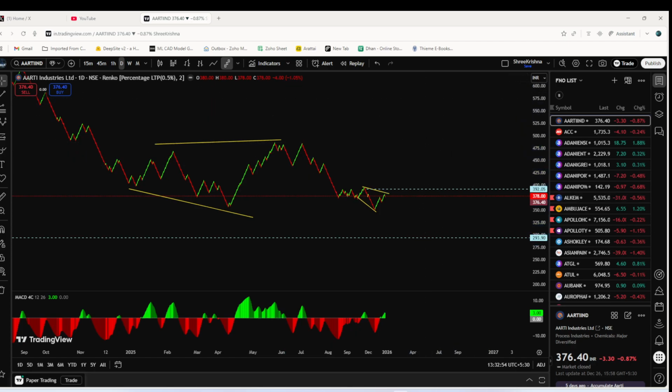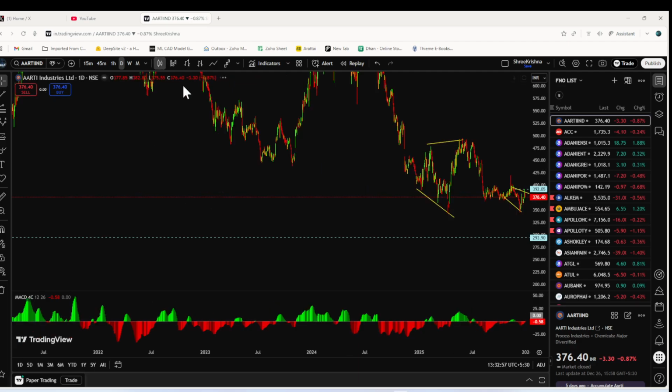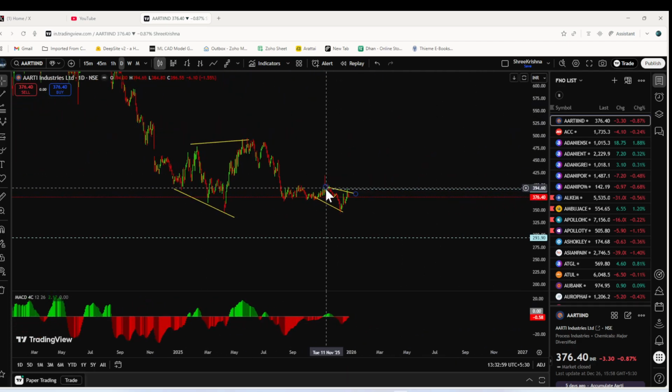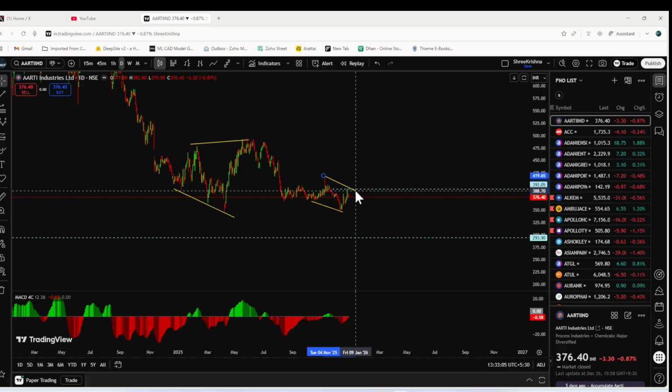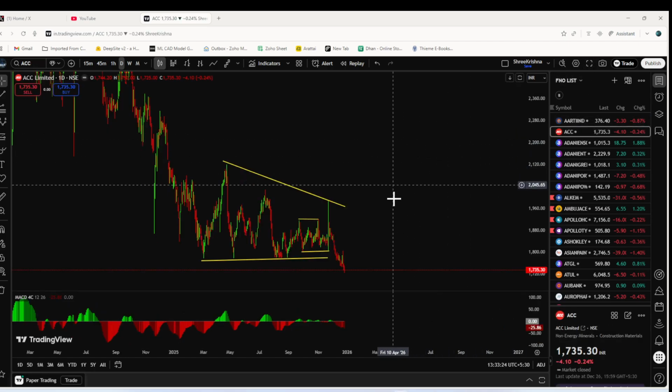So is it ready? You have to see it. It's still not ready. You will probably get one more upside move. From there, any failure here, it is coming down. Any failure in this region, we need this price to tag. From there, any failure, it will come down. All right, let's see. Next, ACC.